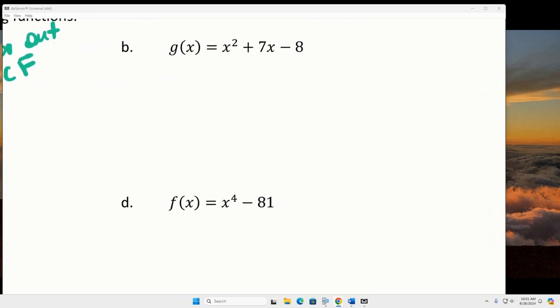All right, let's look at B. So for B, we are going to set the function equal to 0 to find the zeros. And this is just going to be factoring a trinomial, regular old factoring, where we do the 2 sets of parentheses.